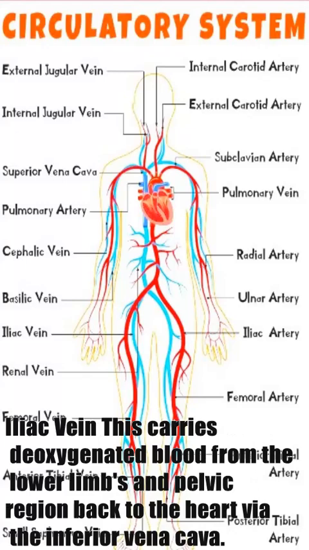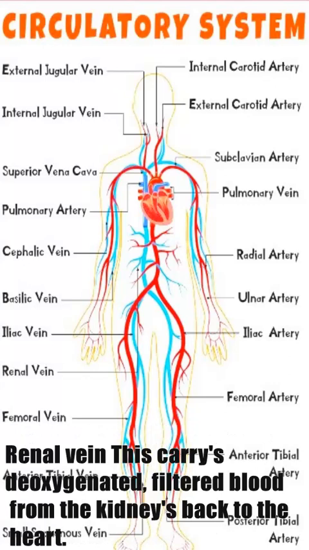And then the next one, iliac vein. This carries the blood from the lower limbs and pelvic region back to the heart via the inferior vena cava. And the next one, renal vein. This carries the filtered blood from the kidneys back to the heart, which makes it not have any waste inside anymore.